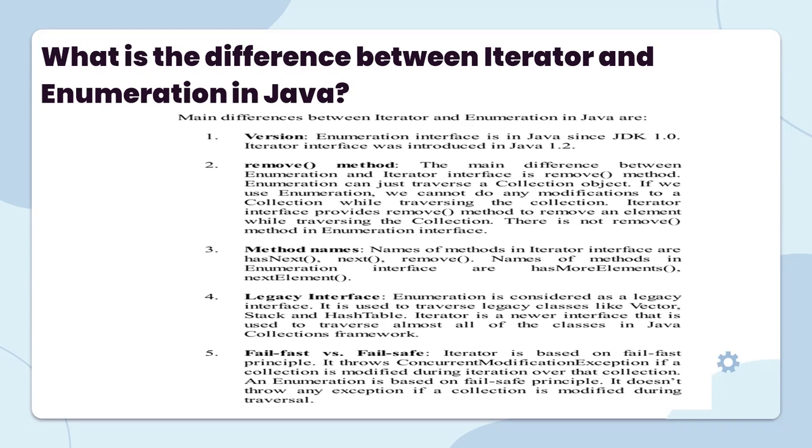There is a version issue also. Enumeration is there since Java 1.0, but iterator was introduced in Java 1.2. The main difference between enumeration and iterator interface is the remove method. Enumeration can just traverse a collection object. We cannot do any modification to a collection while traversing it with enumeration.